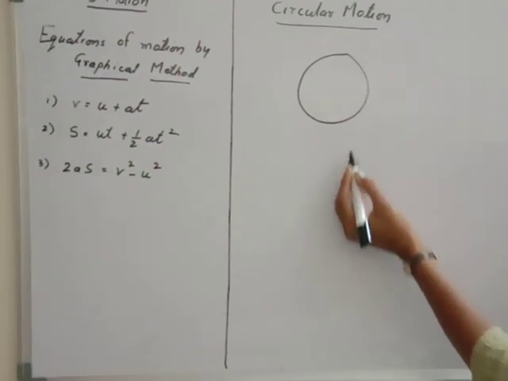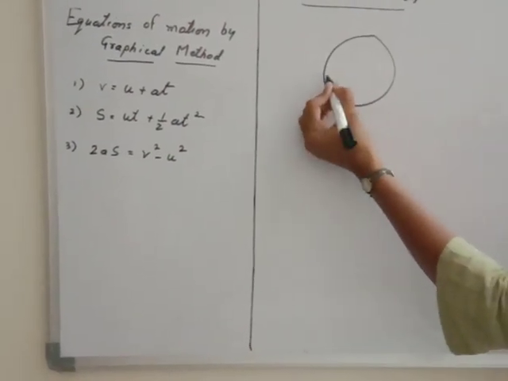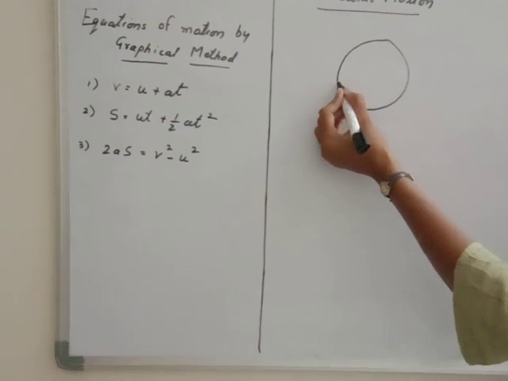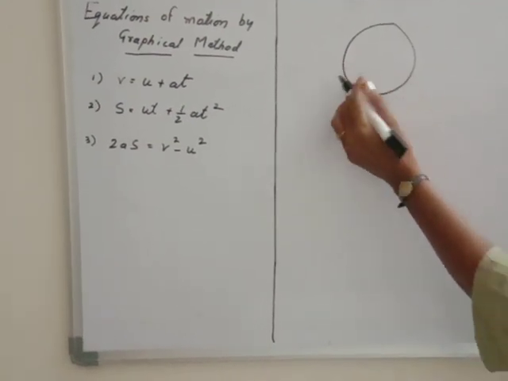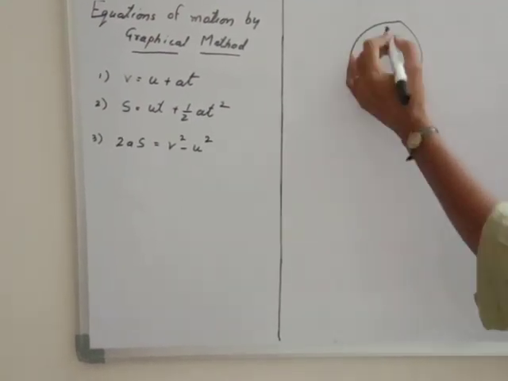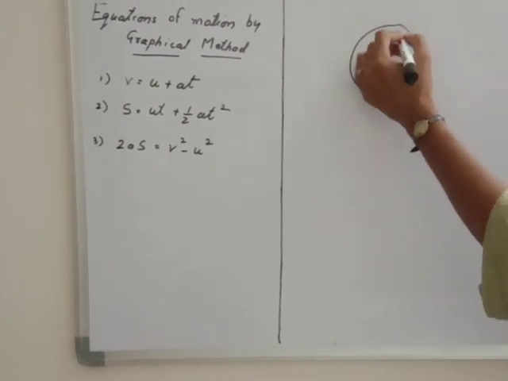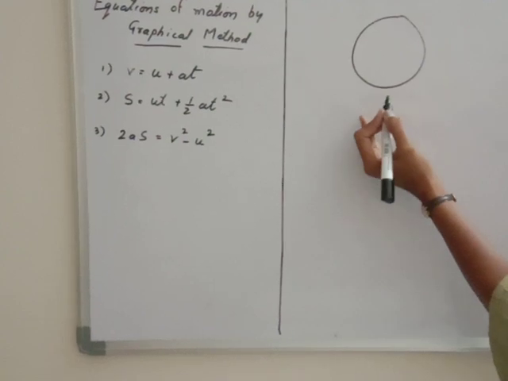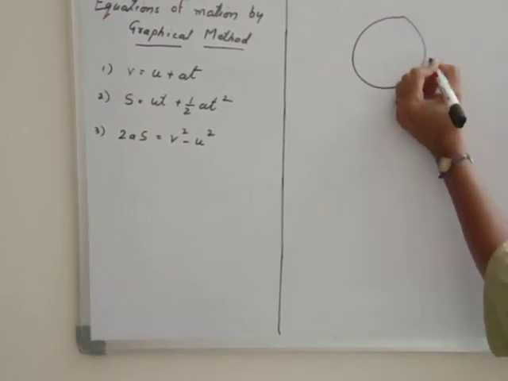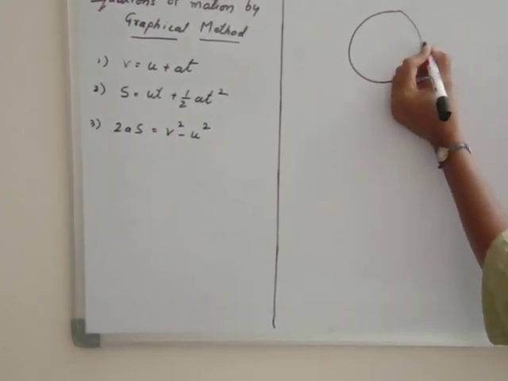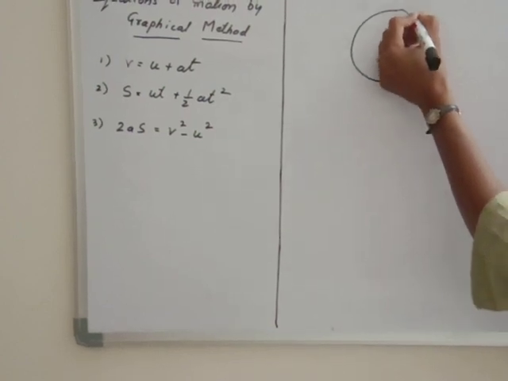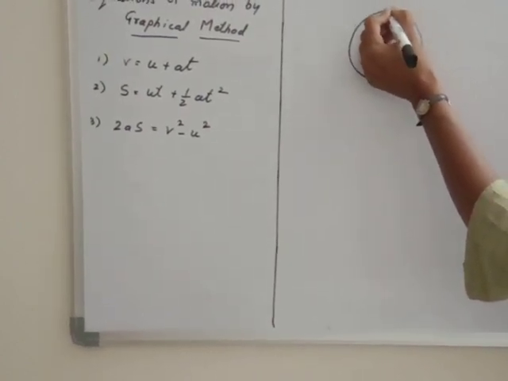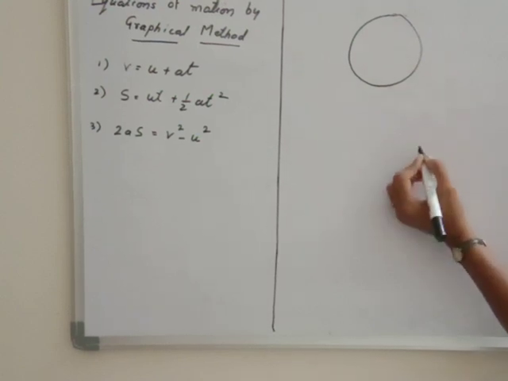Now see here, the question is, is it uniformly accelerated motion? The earth revolving around the sun is a uniformly accelerated motion. Here, the velocity is not increasing. There is no change in the speed. Then how is it accelerated motion? The reason is that at every point, the direction of the object is changing.